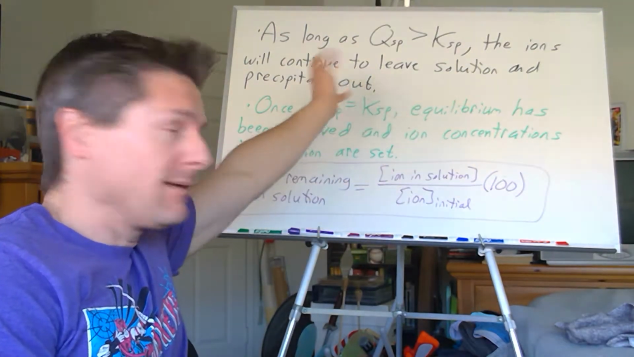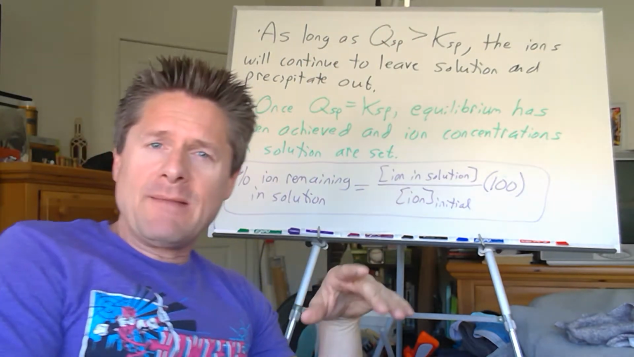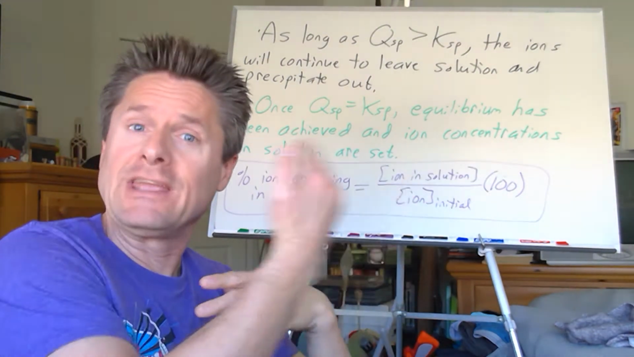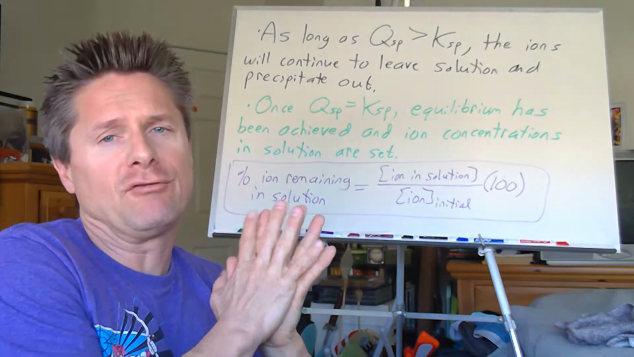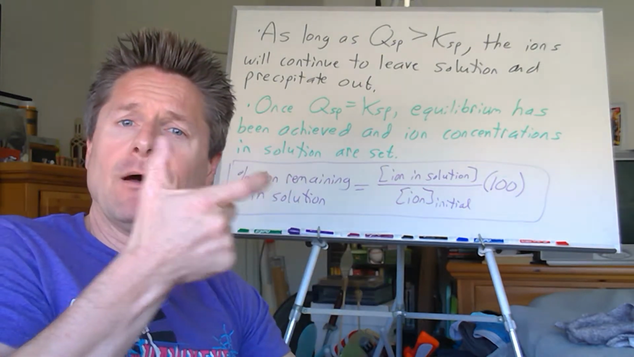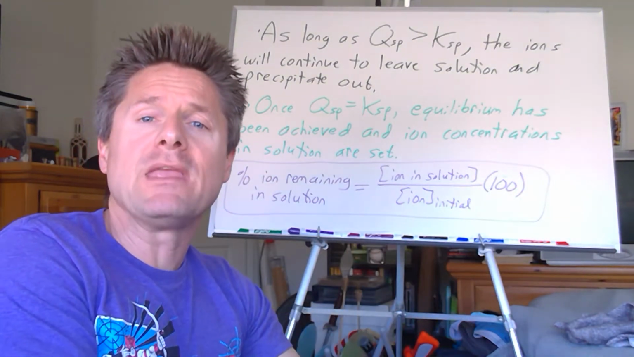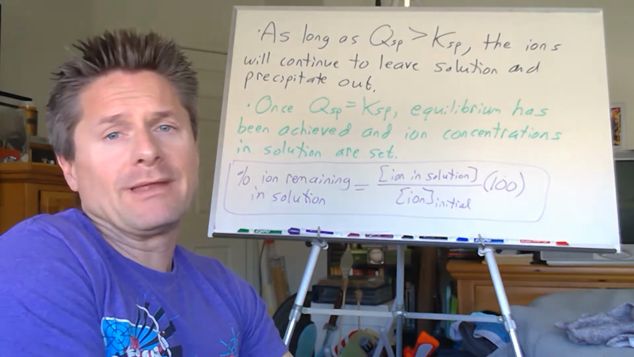As I mentioned, and I'm going to write it down, as long as QSP, the ion product constant or reaction quotient, is greater than KSP, it's going to continue shifting to the left to form the solid. Remember, you've got the solid on the reactant side, and the ions on the product side. That's how you set up a KSP equilibrium. And if Q is bigger than K, it's going to shift left.